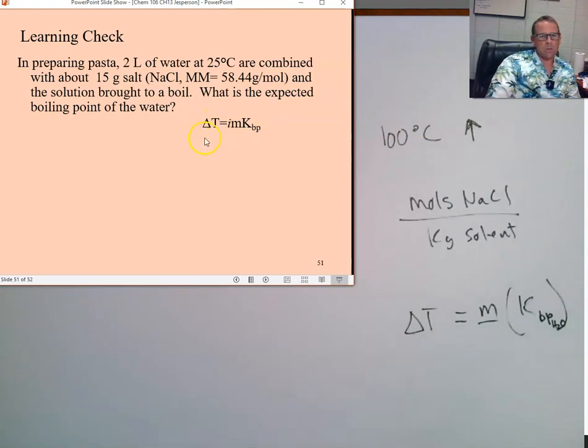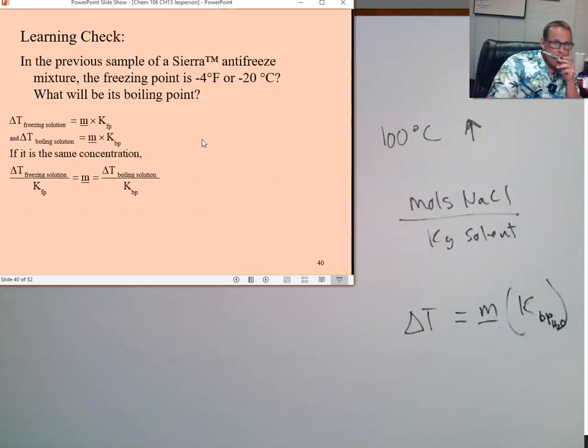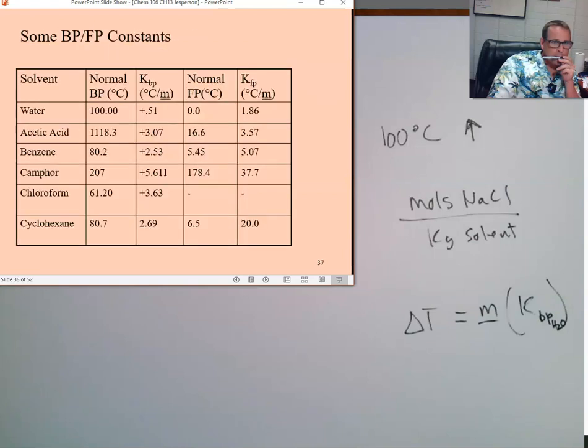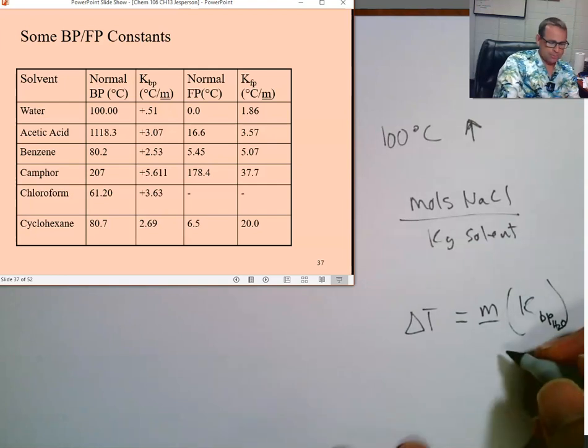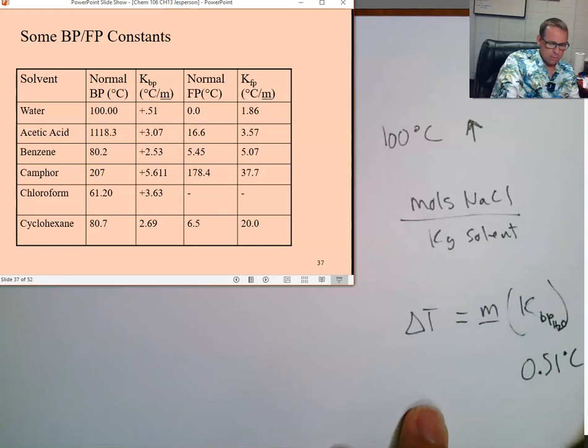Okay? So, let's go back to this slide up here. Where's our boiling point of water? Here it is. Water. Which value are we looking for, Aisha? That's right. The 0.51. This is the boiling point. 0.51 degrees Celsius per molal. 0.51 degrees Celsius for every molal. Okay.